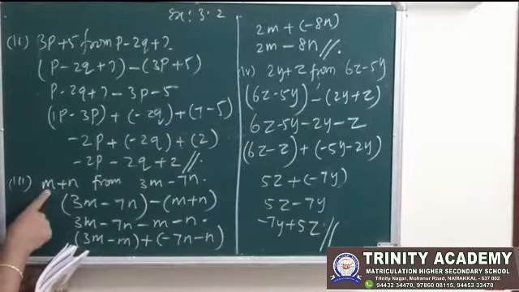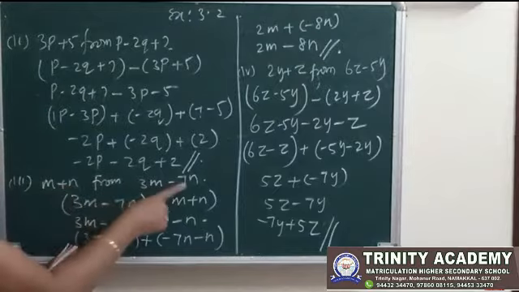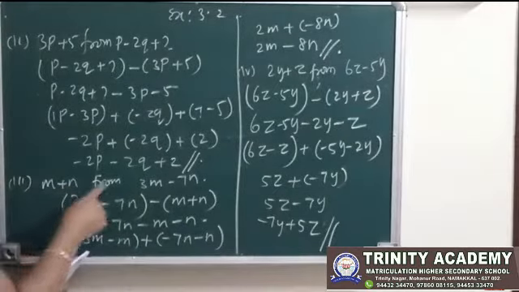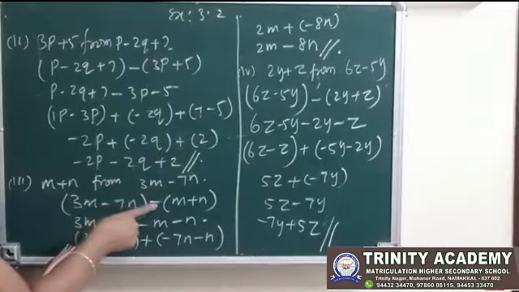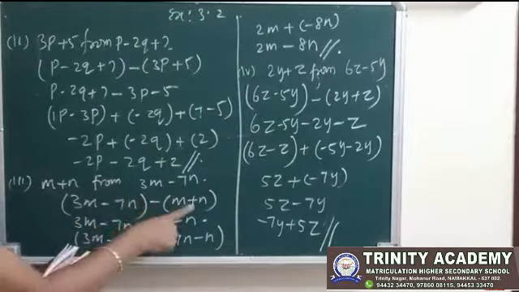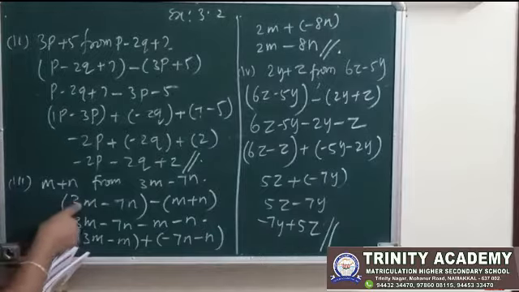Then subtract m plus n from 3m minus 7n. So after from 3m minus 7n, you should write first, subtract means minus this m plus n. Now group the like terms.